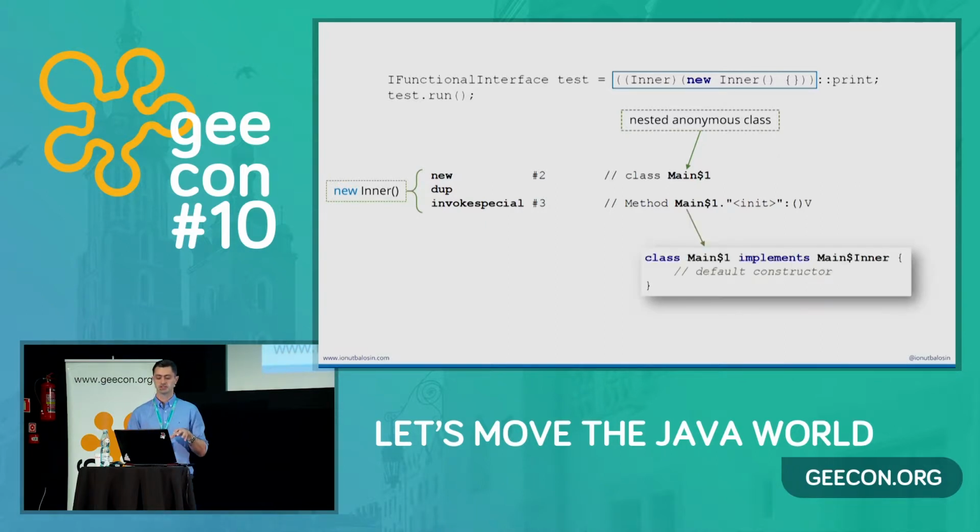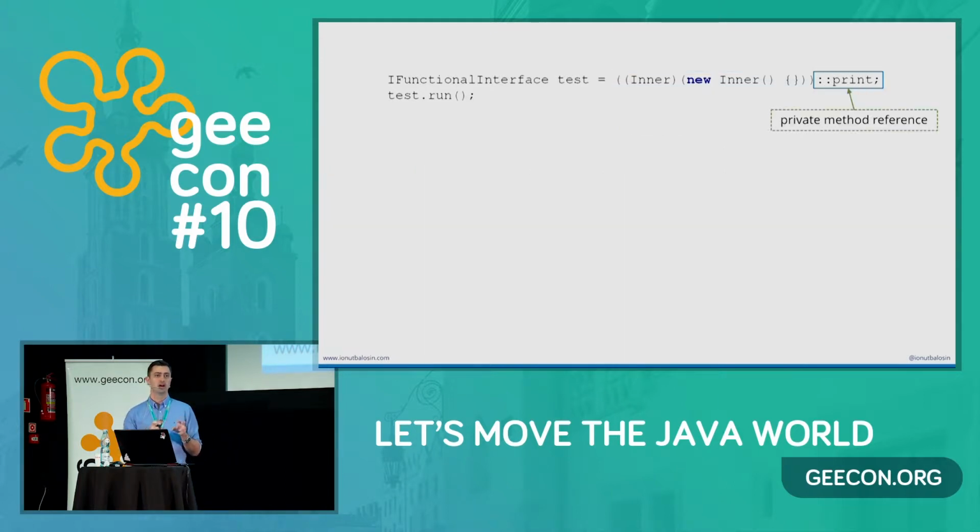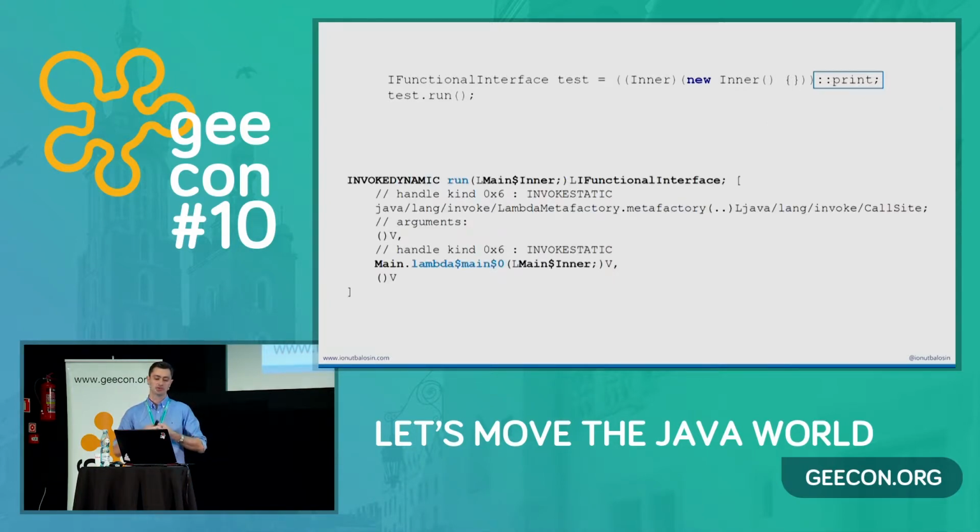However, if we look inside the main$1, which was automatically generated by javac, it implements, of course, the inner interface, and javac automatically adds the default constructor. So it's very simple. However, for the print, when you are using these private method references, these are actually desugared using an invokedynamic. I won't detail too much about invokedynamic, because there are a lot of talks and information on this topic.